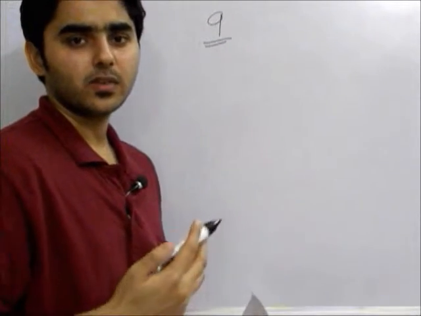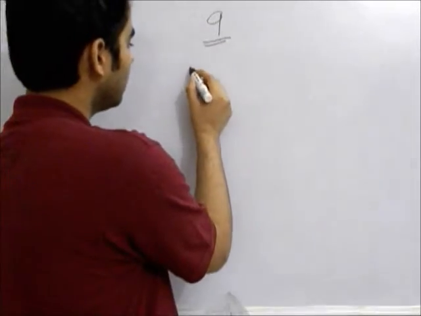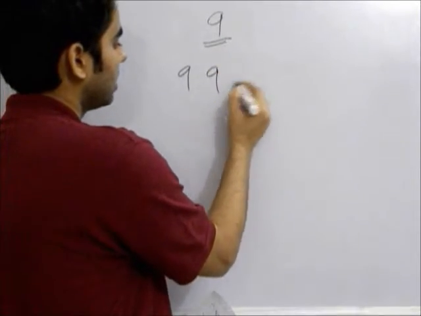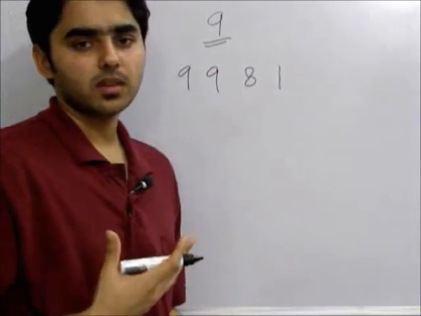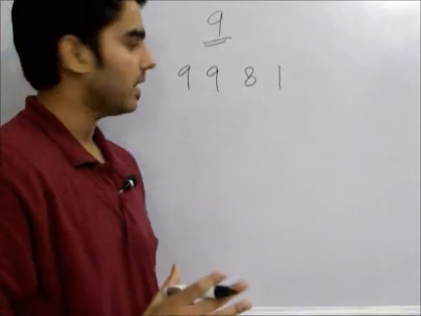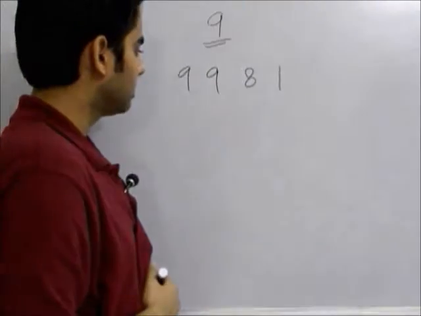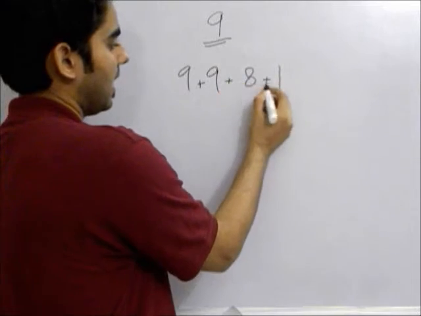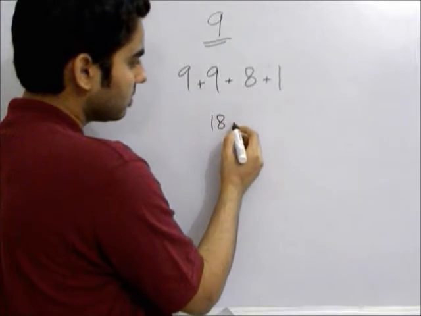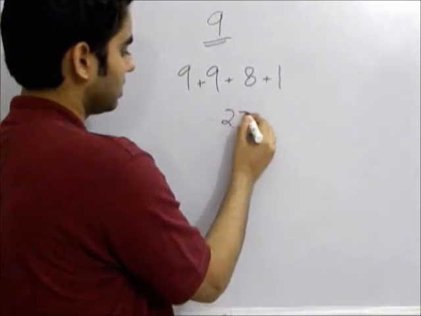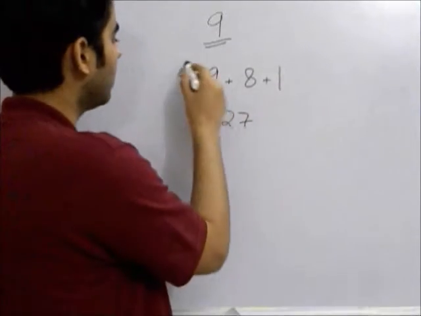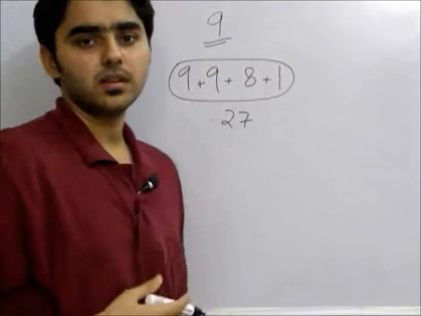Same case with 9 as was in the case of 3. If the sum of the digits of a number is divisible by 9, then the whole number is divisible by 9. So for example, 9981, we add them up, and we see that it is equal to 27 again, and 9 into 3 is 27, so the whole number is divisible by 9.